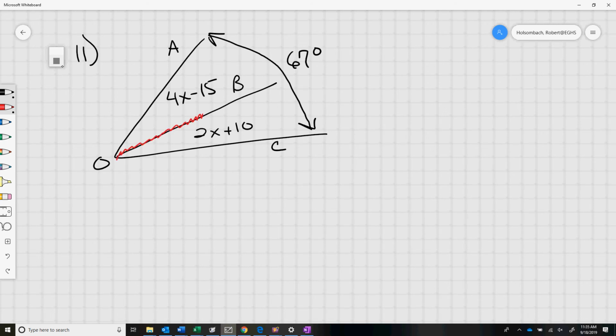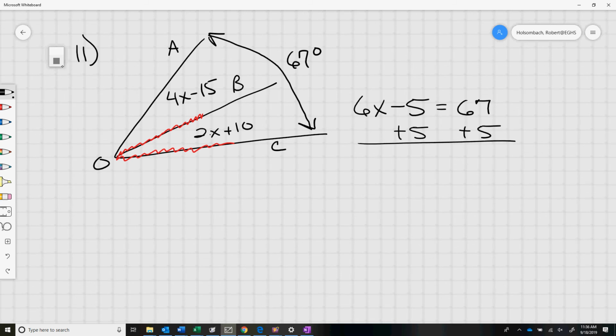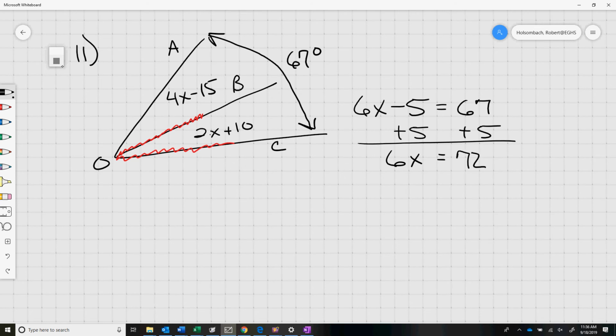So you have to solve for x and then substitute. These two smaller angles added together equal 67 degrees. So a 4x plus a 2x is a 6x. A negative 15 plus a 10 is negative 5. And those two equal 67. So you can add 5 to each side. 6x will equal 72, and divide by 6. X equals, I think that's 12. 72 divided by 6 equals 12.